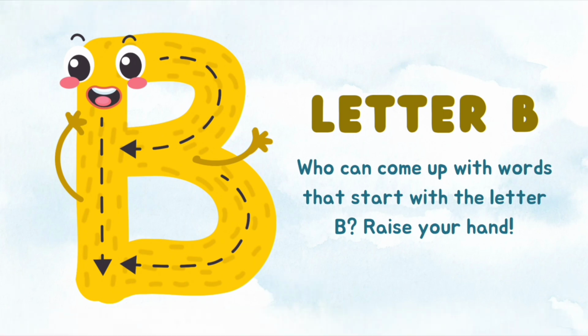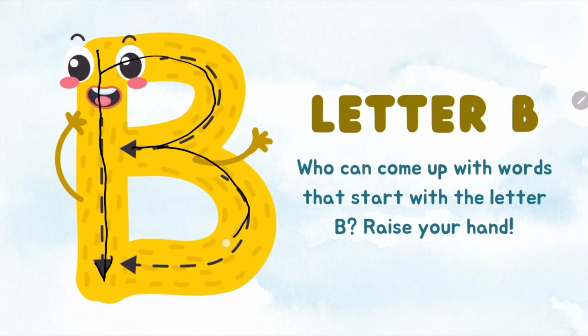Now the second letter is letter B. So how are we going to write this letter B? How? First, one standing line going down, then one curve and join another curve. This makes letter B. So, who can come up with words that start with the letter B? Raise your hand and tell us what are the things or words that start with letter B.